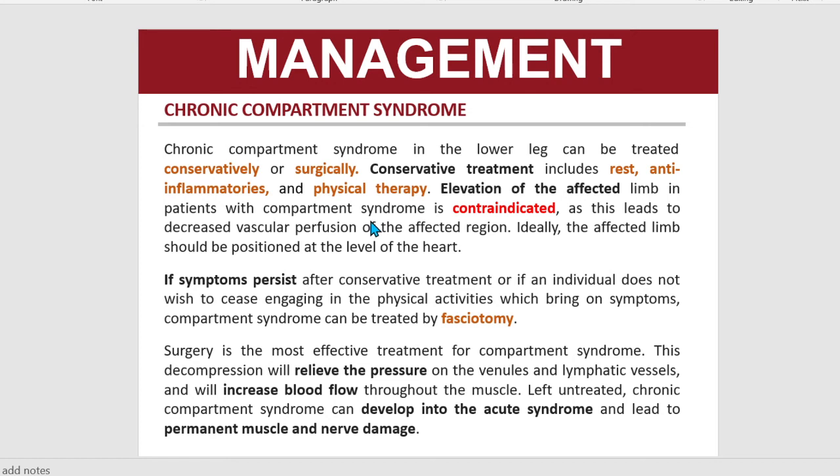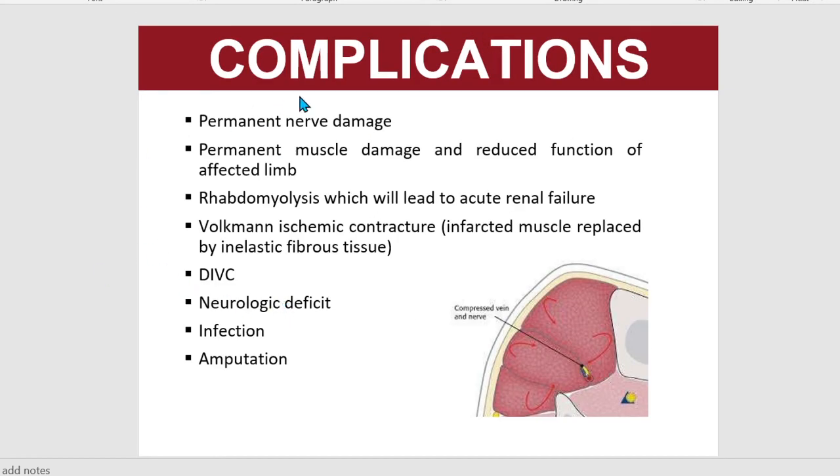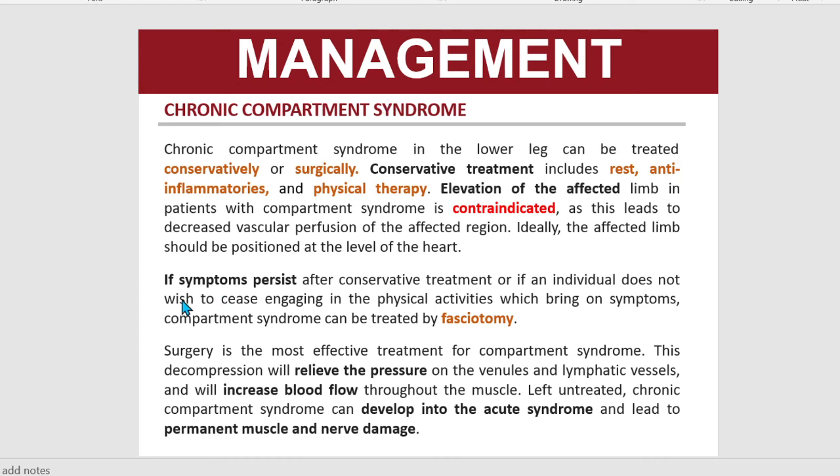The problem could be DVT or thrombophlebitis, so we monitor for that. The complications are permanent damage and even amputation. If the patient wants to return to activity, he needs to undergo fasciotomy, but after fasciotomy it takes time to return because of scar formation and fibrosis. For scar management, we apply anti-scar ointment and stretch so that the tensile tension in the muscles is rearranged back to normal.